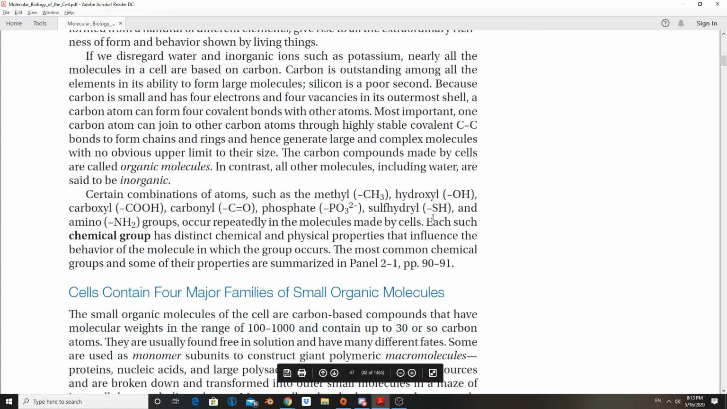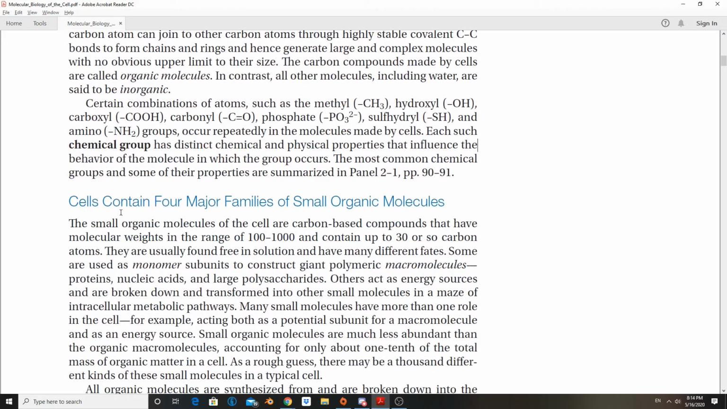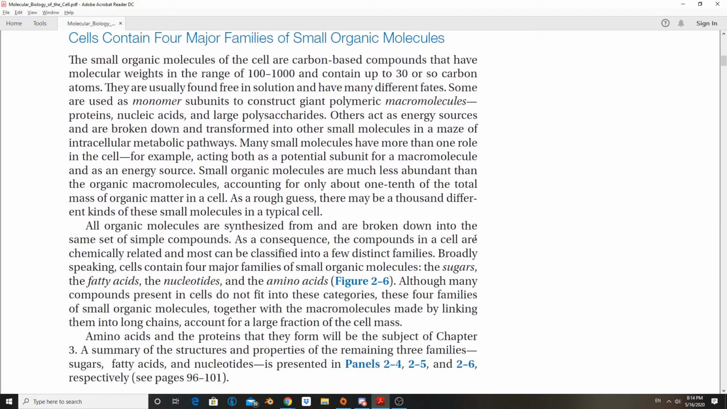So anyway, these groups are known as functional groups. They basically do all the hard work in the molecule and mediate the interactions between the molecules. Pretty straightforward. So cells contain the four major families of small organic molecules. Again, I've sort of hinted at this, but these guys are known as macromolecules. The four macromolecules are proteins, nucleic acids, large polypeptides, and large polysaccharides, and lipids.